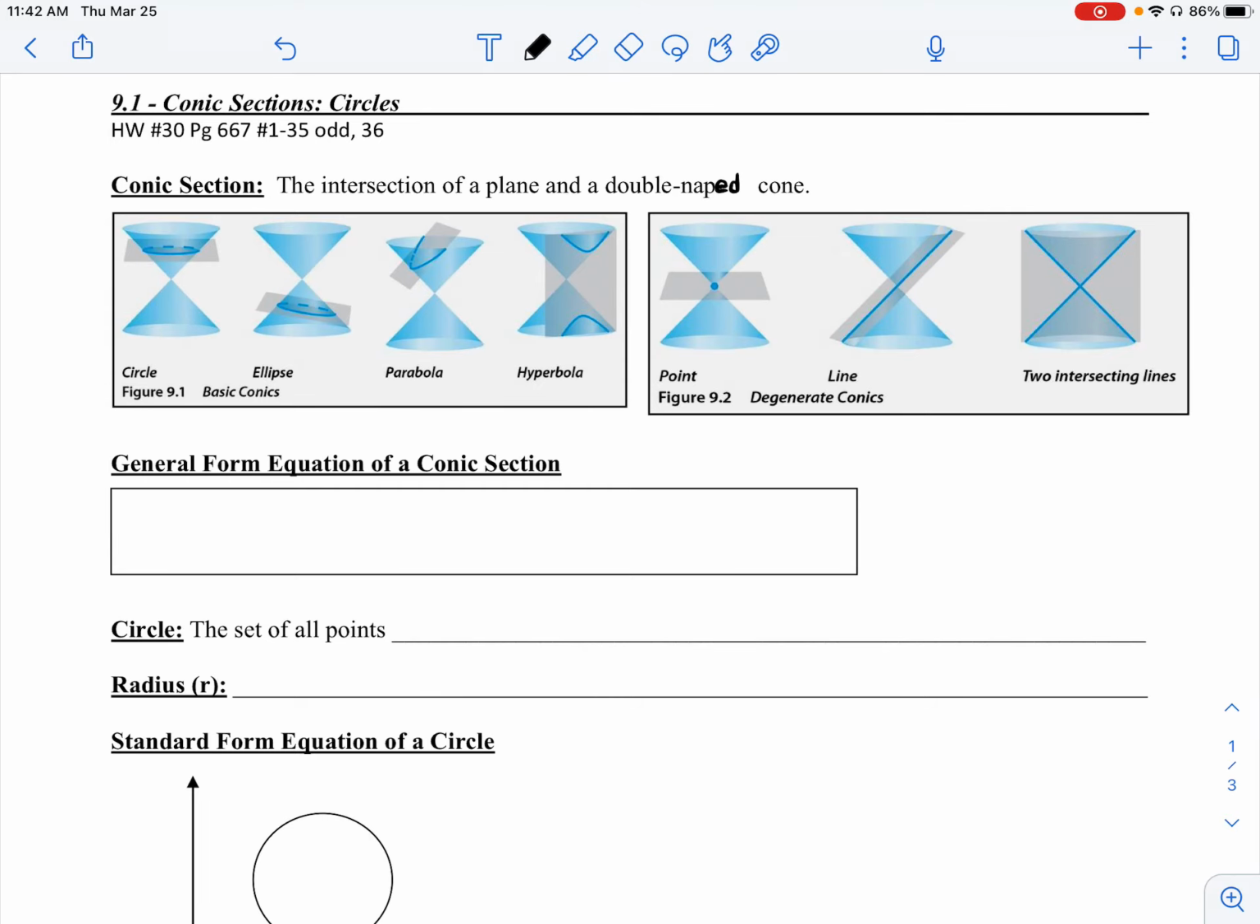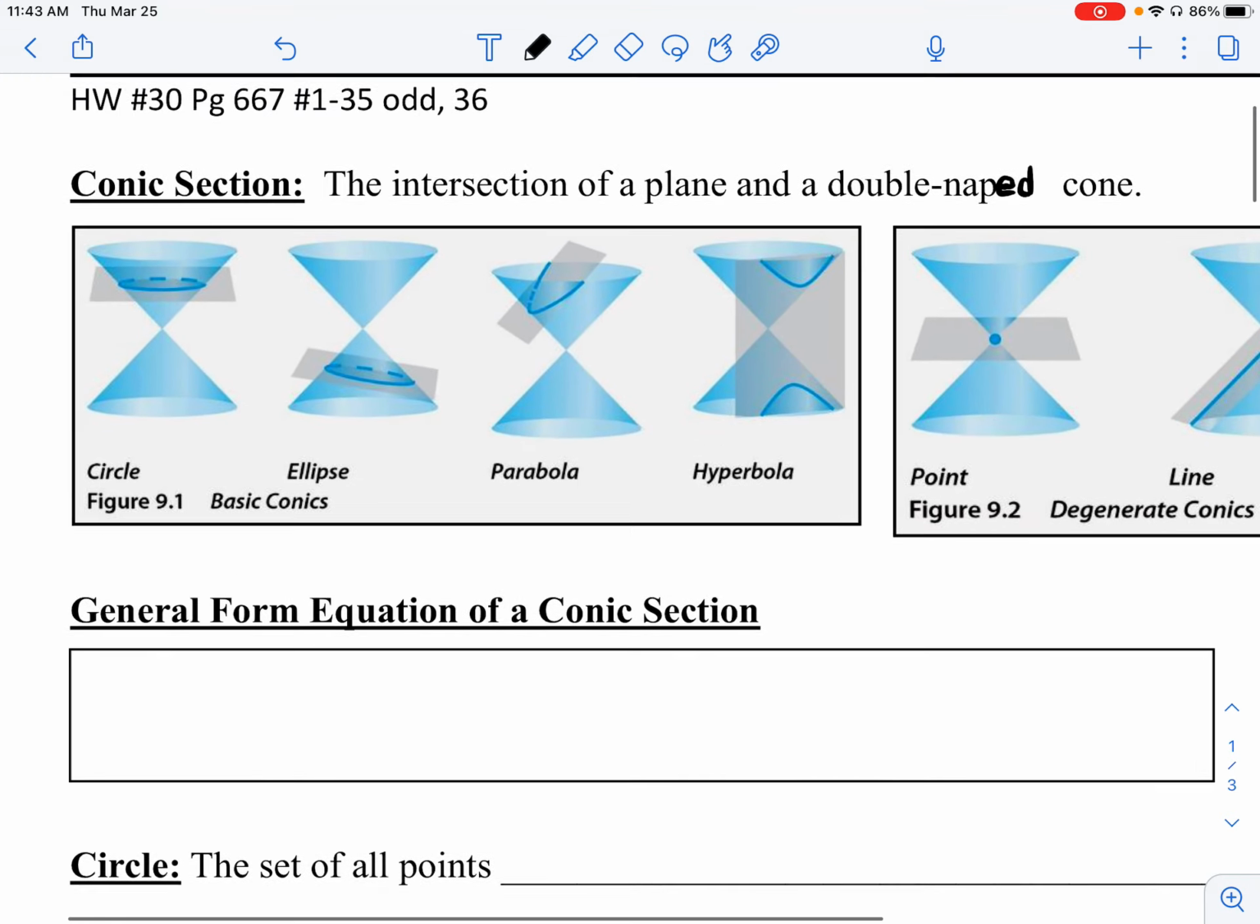Let's start talking about conic sections. A conic section is simply the intersection of a plane and a double napped cone. I've given a couple of examples of such types of conic sections here.